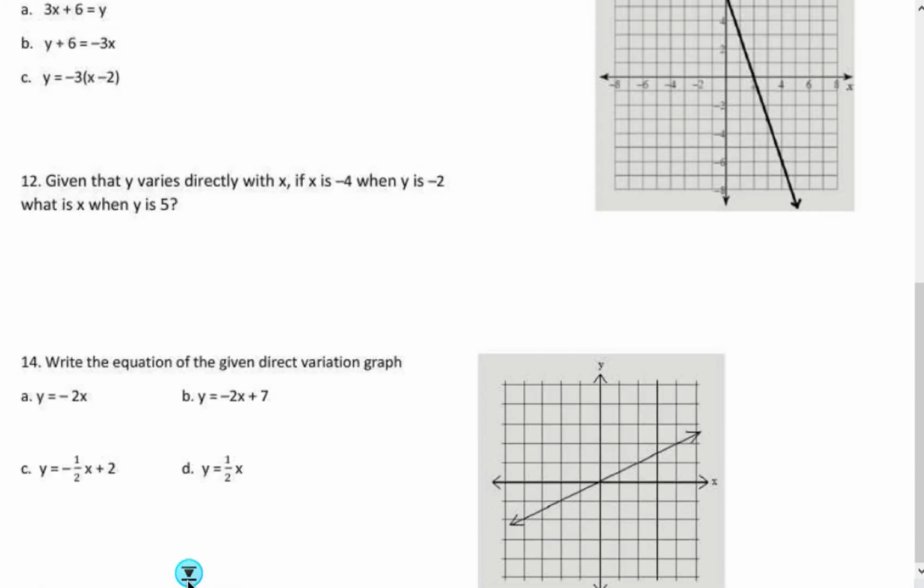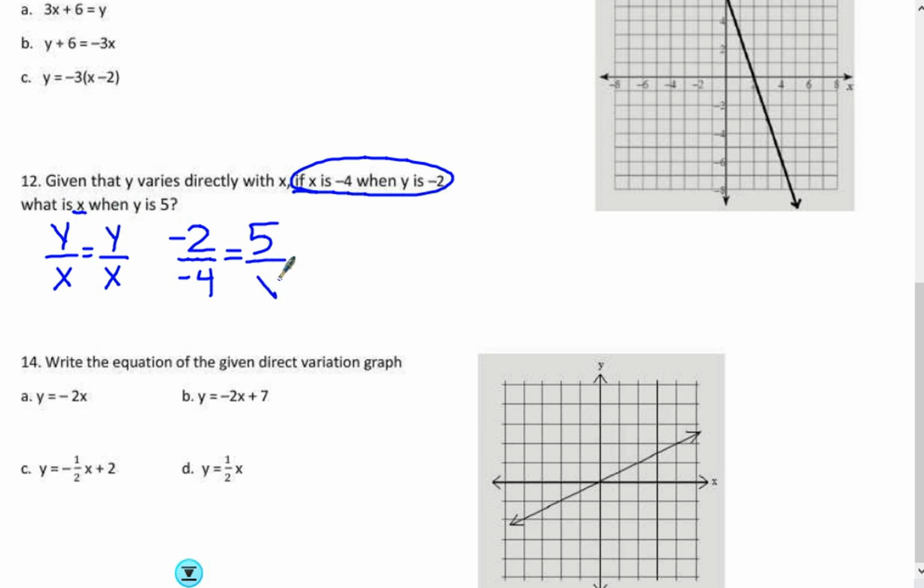All right, on number 12, given that y varies directly with x, so these are the ones where you have to remember it's y over x equals y over x. So take your first pair that it gives you. Here's my first xy. So I'm going to put y on top, x on bottom, equals what is x when y is 5? So again, y should go on top, x goes on bottom. You multiply the two numbers across from each other, and then we're going to divide by this third number here.